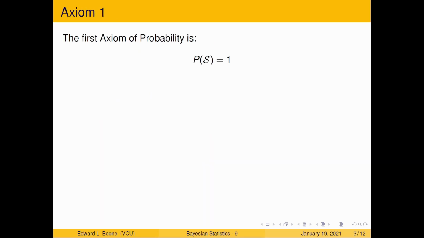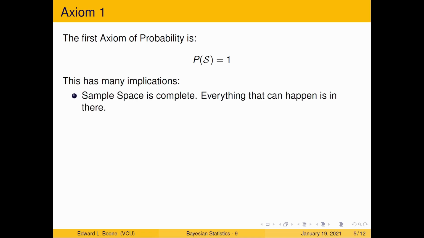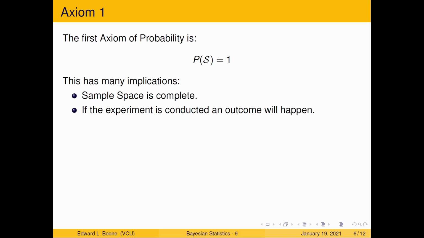All right, the first axiom is the probability of the sample space is equal to 1. Okay, well, what does that mean? Well, it has several meanings. So it means the sample space is complete. Everything that can happen is in there. There's nothing that could happen that we didn't account for. It also says if the experiment is conducted, an outcome will happen. The outcomes in the experiment are clearly definable so that we can actually assign every single one of them a probability which will total up to 1.